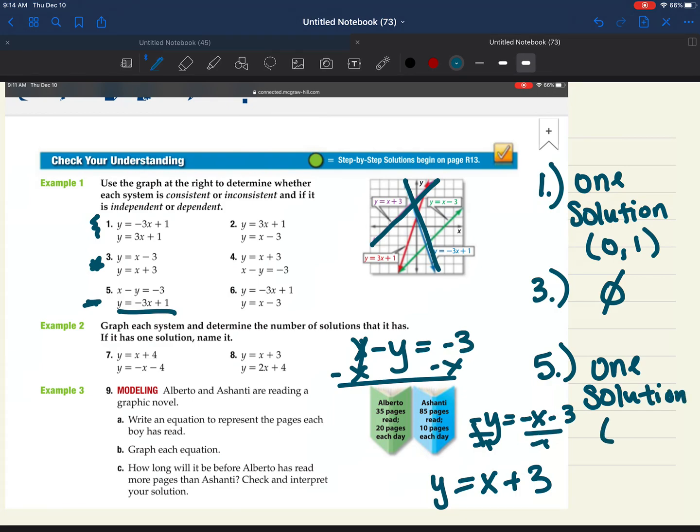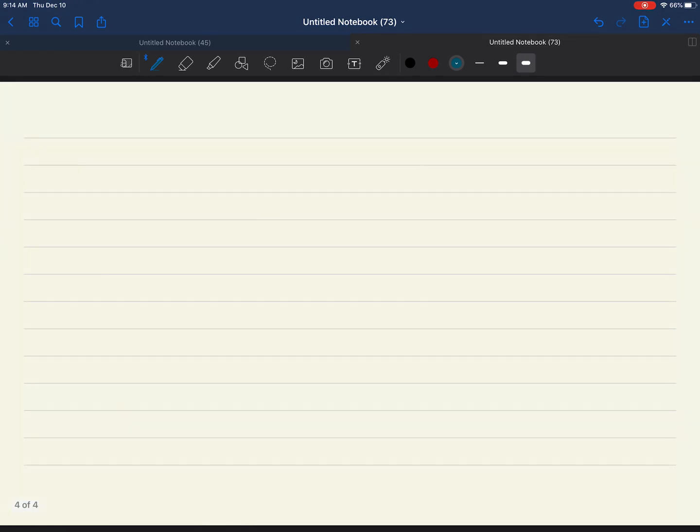What is that one solution? Negative 1/2, and then like 2.5. Good. So these types of questions are easy because they've already done the graph for you. You just look at the two graphs: one solution, no solution, infinitely many. Questions? No. Okay, let's graph our own.